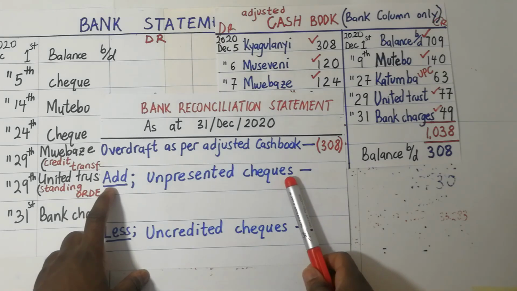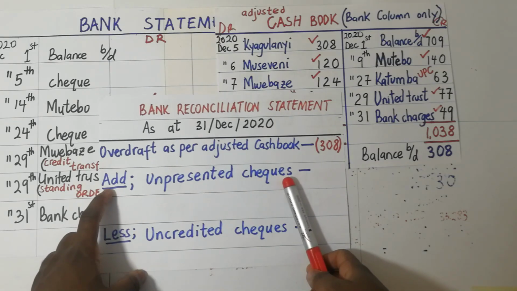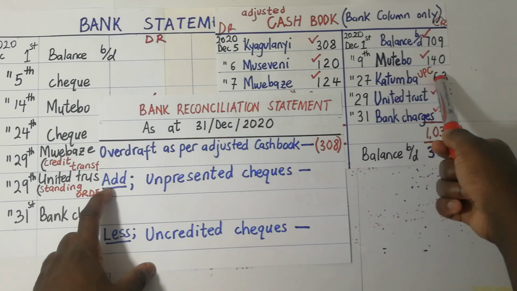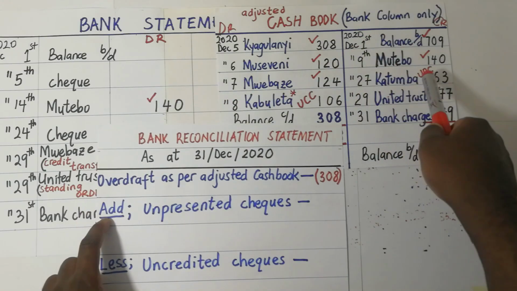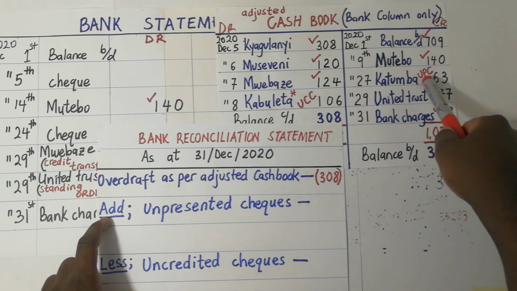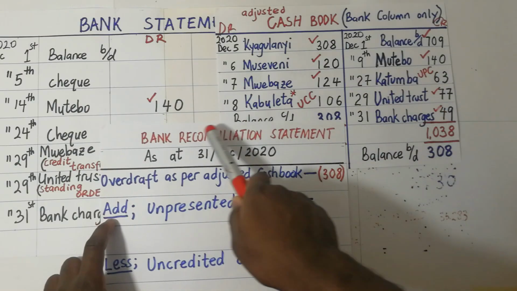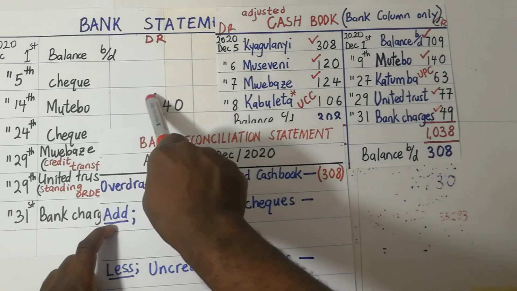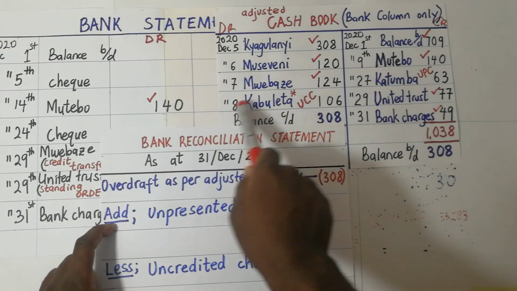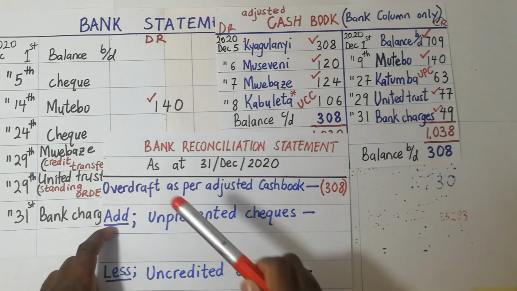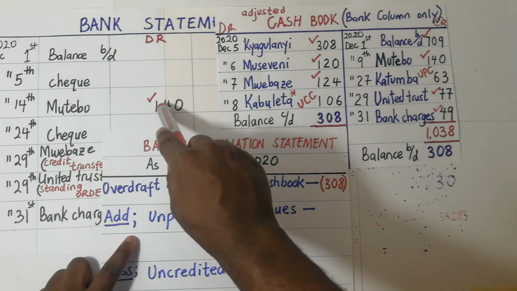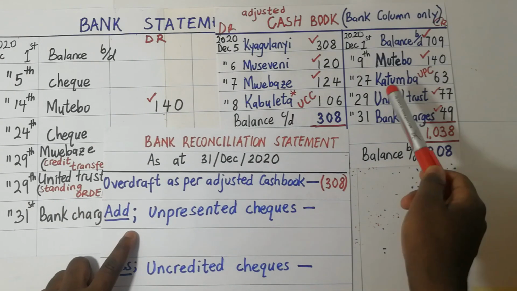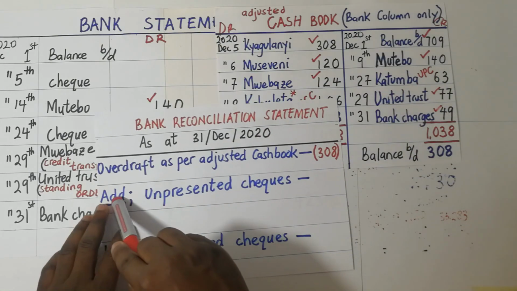Remember, an unpresented check is a check that, for example, this one is. We gave Katumba money. We recognized here in our cash book that money has left our bank. However, Katumba has not yet presented this money to the bank so that money in our bank is actually deducted to pay him. Because that has not yet happened, it technically means that that money still exists on our bank account. So because our money still exists, the 63, we shall add it back.